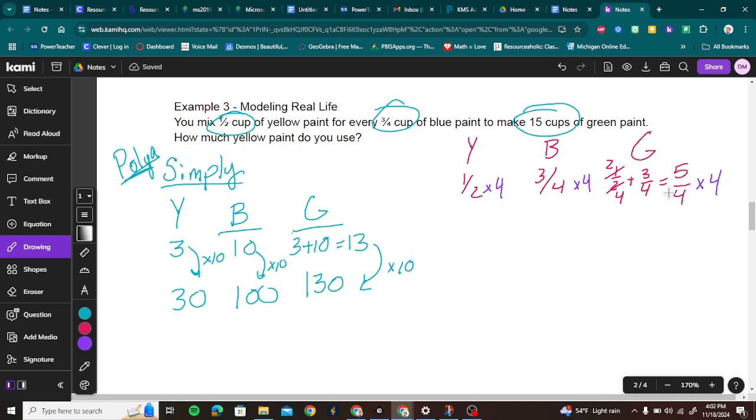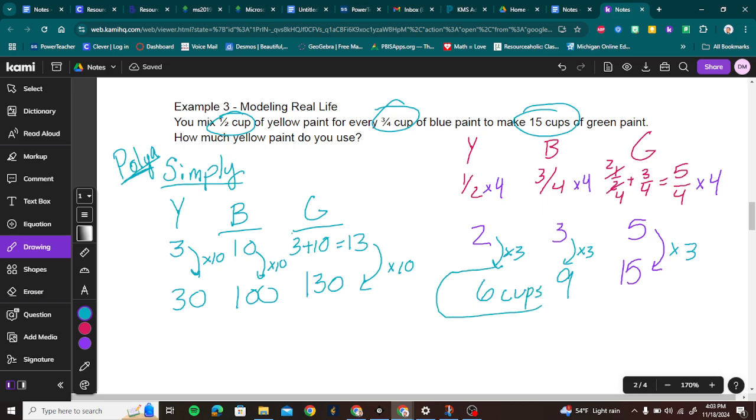So 5/4 times 4 is 5. 3/4 times 4 is 3. And 1/2 of 4 is 2. So we look, 2 plus 3 is still 5. Good. But we didn't want 5 cups. We wanted 15 cups. The way that we go from 5 to 15 is we multiply by 3. So we'll multiply this by 3, and we'll multiply this by 3. So 2 cups of yellow turns into 6 cups of yellow. 3 cups of blue turns into 9 cups of blue. But we wanted, how much yellow paint did we use? Well, we used 6 cups.